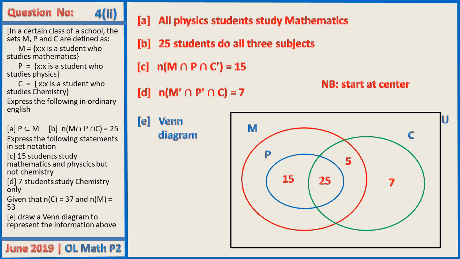And the last element we have to put is the number of students who do mathematics, 53. So when we look at mathematics, we have 15 plus 25 giving us 40, plus 5, 45. So 53 is short by 8. So from 45 to 53, we have 8. And that's the representation. So this paper has been answered in 45 minutes instead of 2 hours, 30 minutes.